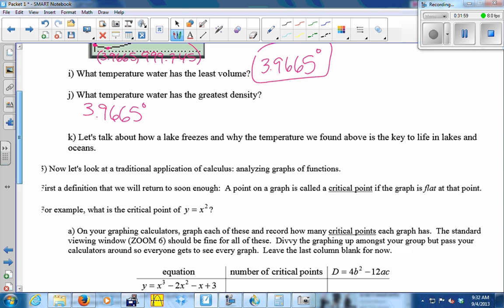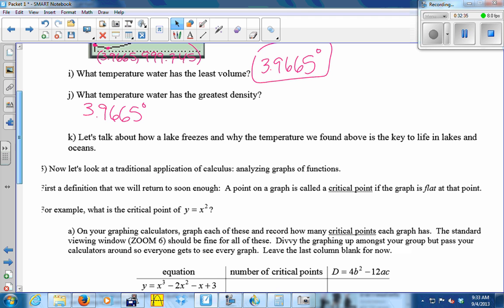So this sometimes is a little hard to wrap your brain around. With water, this was weird for me to think about, but with other materials, it makes sense. We know that wood expands and contracts with temperature, right? The materials you build a bridge out of expand and contract with temperature. That's why some bridges you see have those little things like this so that they can expand and contract. So lake water expands and contracts with temperature, and it gets its smallest at 3.9665 degrees Celsius.